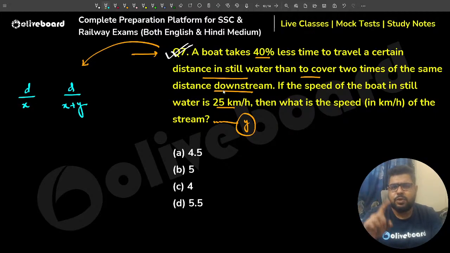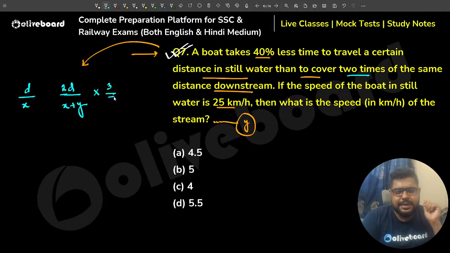A boat takes 40% less time to travel a certain distance in still water than to cover 2 times the same distance downstream. I'm thinking, how can d by x be less? Achha. So whatever is this time, 40% less meaning 60% of this is equal to this.